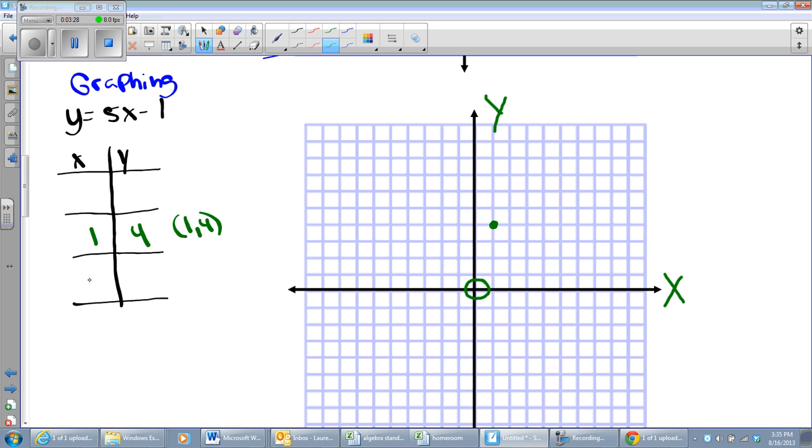Now some of you went ahead and put 2 in. Okay, 2 times 5 is 10, minus 1 is 9. So 2, 9 is going to be on the graph. Okay, so what do you got? 1, 4. Now 2, 9.